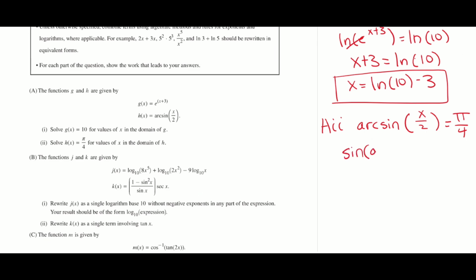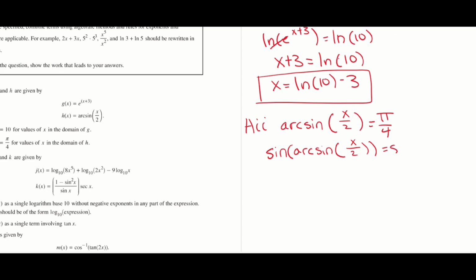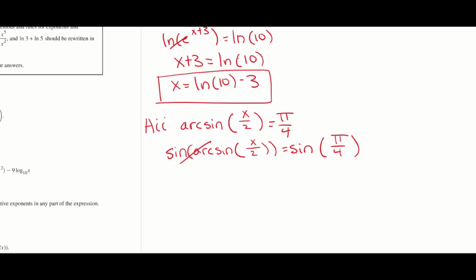So sine of arc sine of x over 2. Whatever we do to one side, we have to do to the other. Sine of pi over 4. So this cancels out, and that leaves us with x over 2 is equal to the sine of pi over 4.